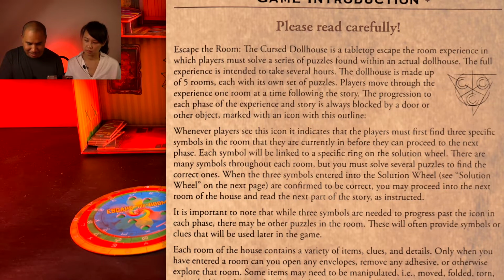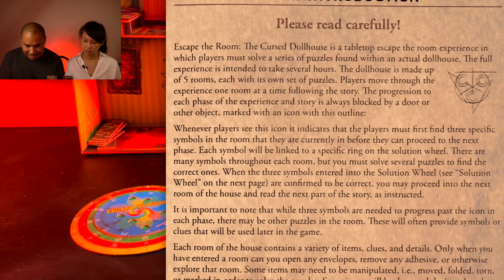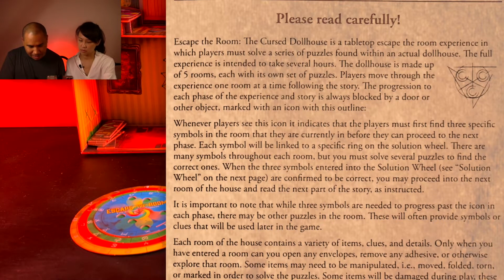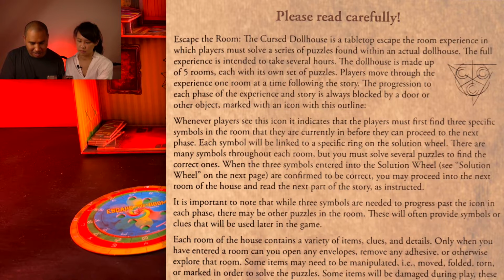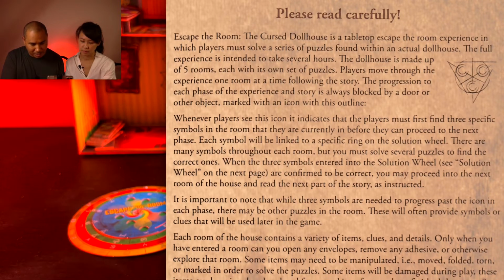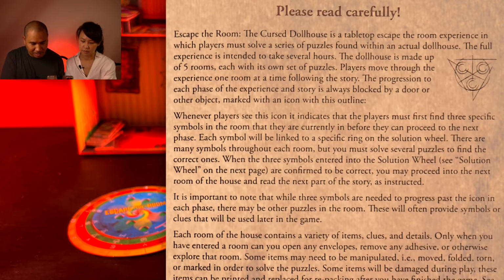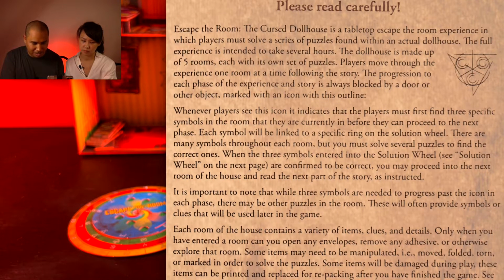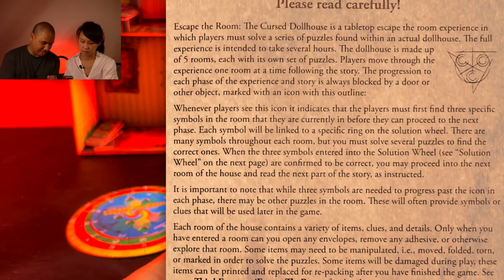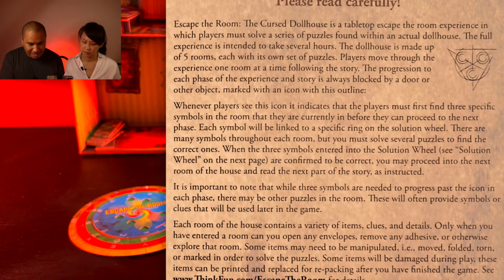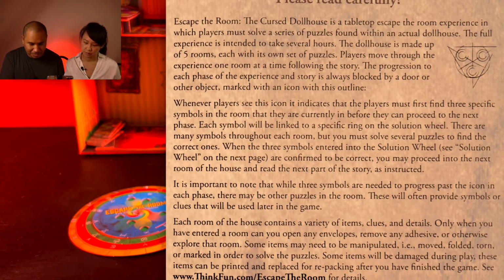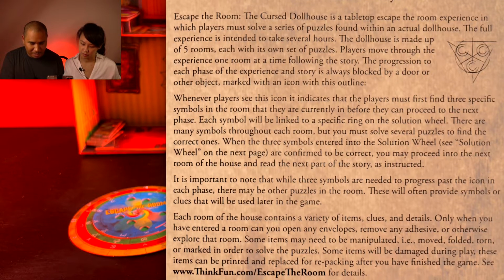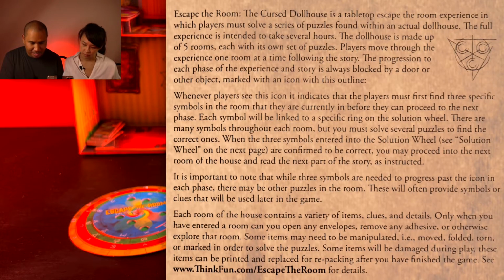The dollhouse is made up of 5 rooms, each with its own set of puzzles. Players move through the experience one room at a time following the story. The progression to each phase of the experience and story is always blocked by a door or other object marked with an icon with this outline. Whenever players see this icon, it indicates that the player must find 3 specific symbols in the room that they are currently in before they can proceed to the next phase.